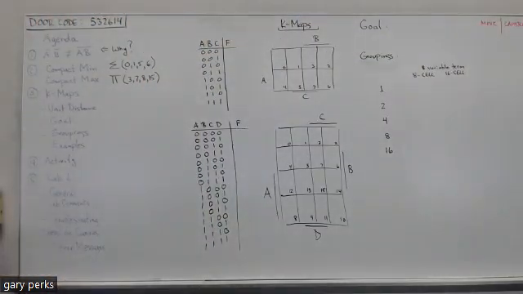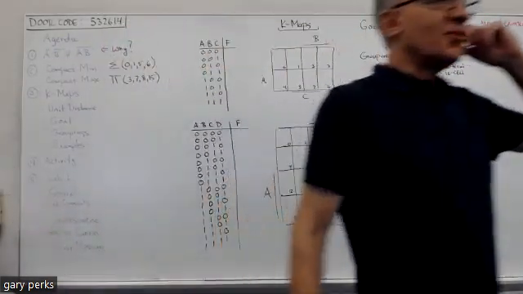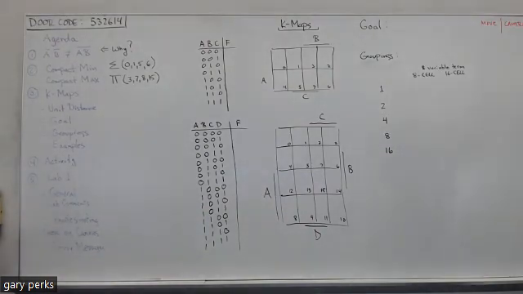Okay, so let's go ahead and get started today. As you can probably tell by looking at the board, today's topic is K-maps. K is for Karnaugh. And these maps are a pictorial way of doing reduction of Boolean equations. So it's a pictorial way to reduce base 2 equations.